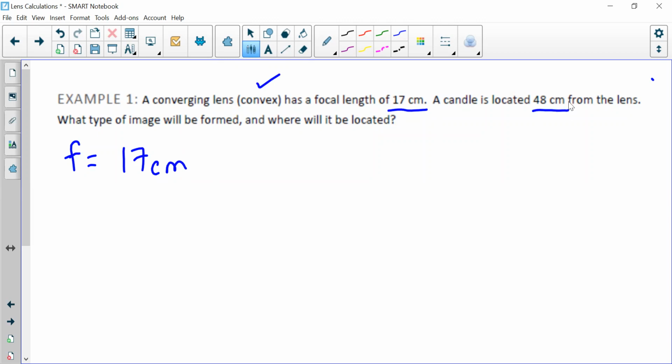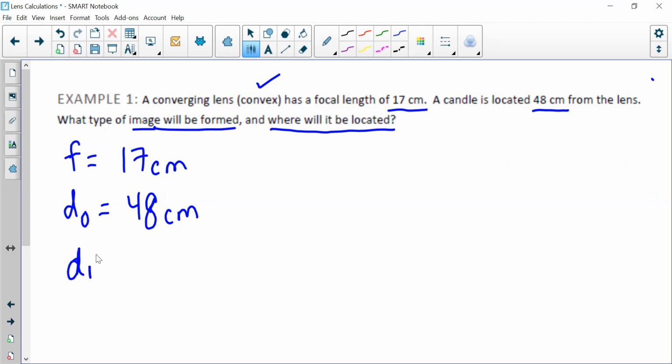What is this 48 centimeters? The candle is located at 48 centimeters. Distance. Distance of? The object. Object. And is this going to be a positive 48 or a negative 48? Positive. Good. DO is always positive, so that was a trick question. What are we solving for? Where the image is located. Very good. We're solving for DI.